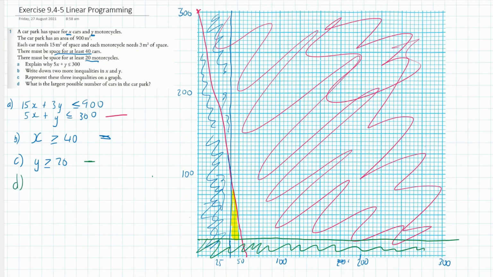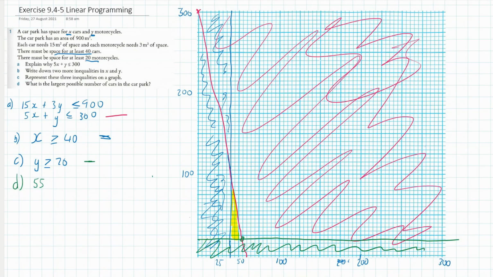What is the largest possible number of cars in the car park? Now remember, cars is your x values. So the largest possible number, I think, should be this value here, which looks to be maybe 55 according to my graph. Now, you'll be doing it a lot more accurately because you'll have rulers and all of that sort of thing. But according to the question here, it says 56.